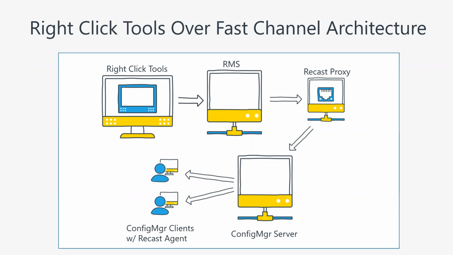And the Recast proxy in this scenario is responsible for translating the data that it gets from the right-click tools into something that the PowerShell script can understand. And the PowerShell script sits inside of your ConfigMgr server. So it does that translation, sends the data on to the ConfigMgr server, and the server is responsible for reaching out to the ConfigMgr clients themselves. One thing to note there is that we do require that you install a WMI provider, with the Recast agent, on your ConfigMgr clients in order to facilitate this communication.